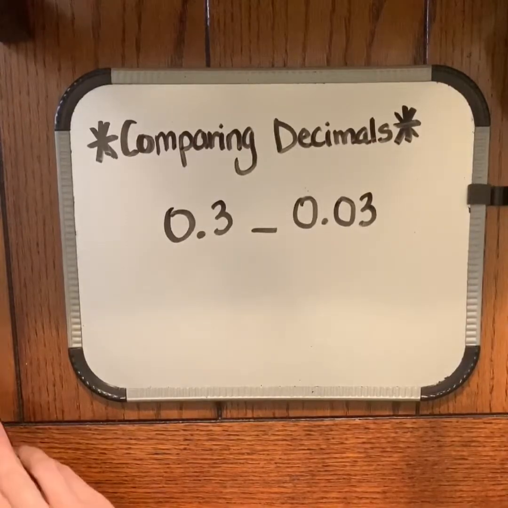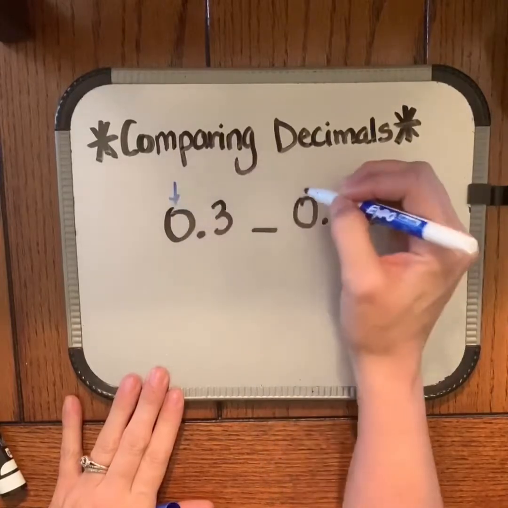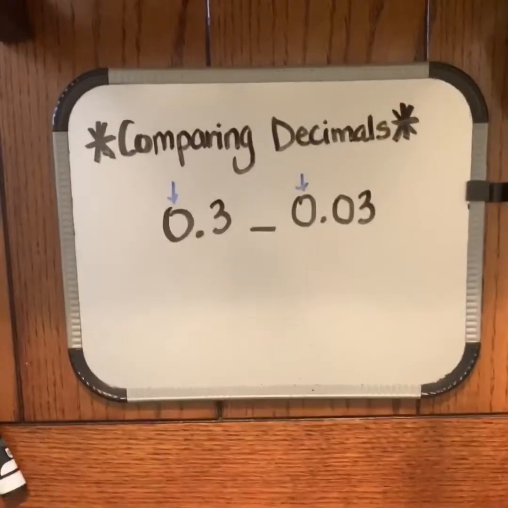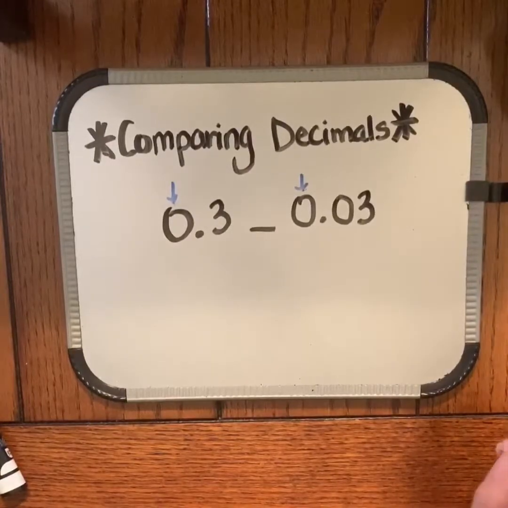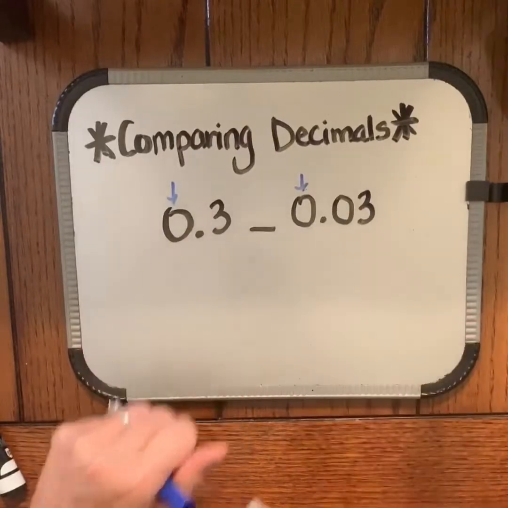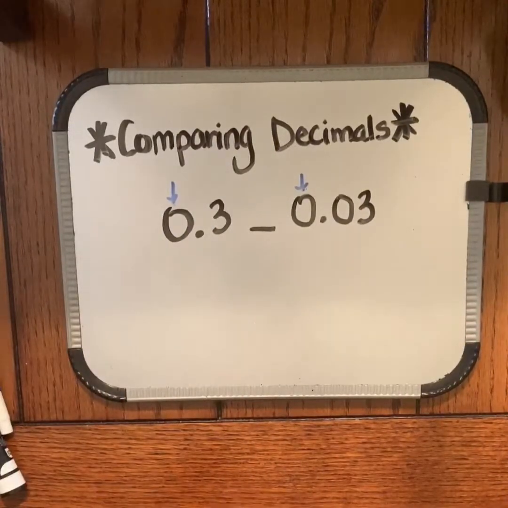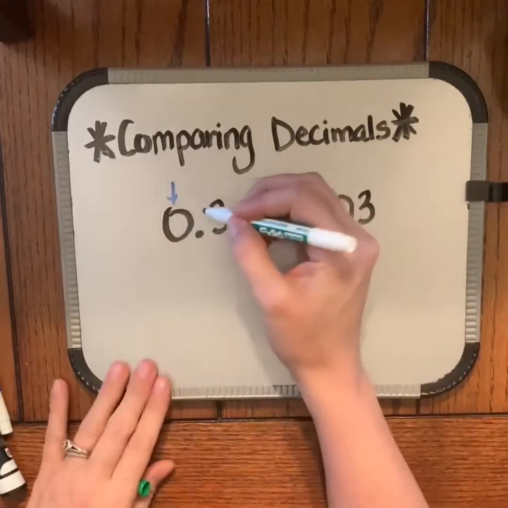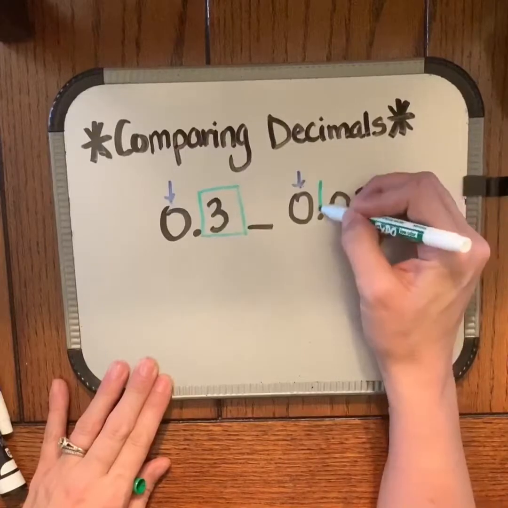So step number 1 would be to first draw an arrow down. We're going to first start with the whole number, because if the whole numbers are different, then you can stop right there and compare them. But since both of these are 0, I'm going to have to look next door. So the next thing I will have you do is draw a box around the decimals.